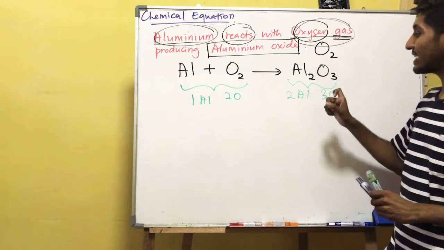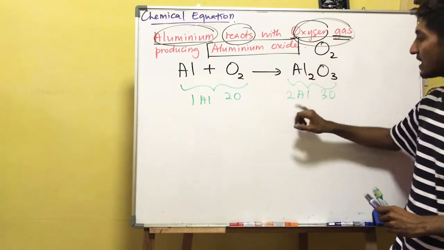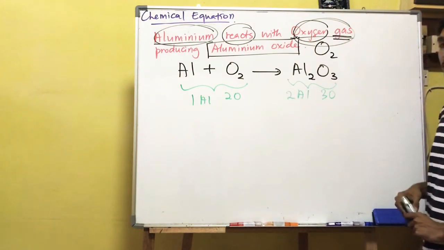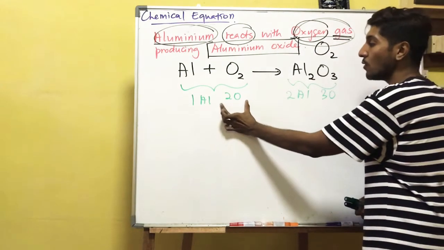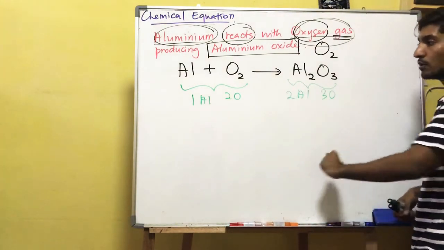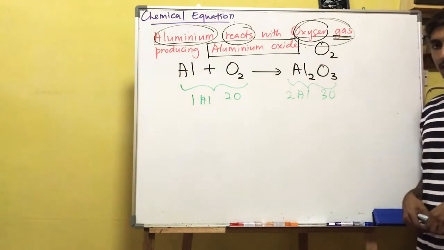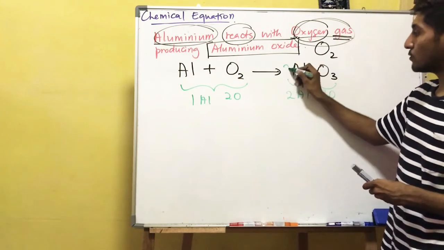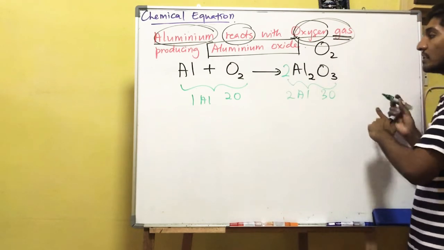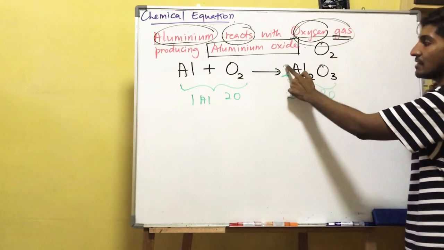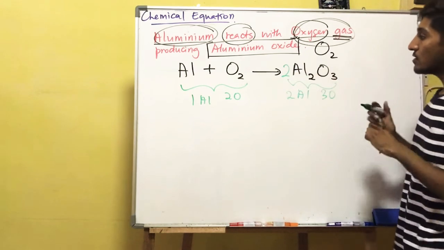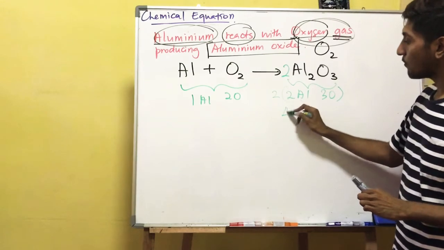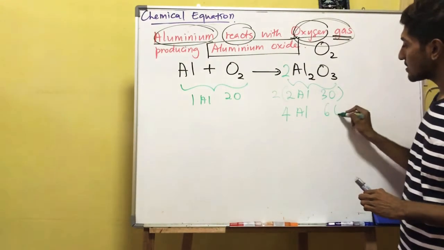So first kita kena fikir macam mana nak jadikan Al ni sekata dan macam mana nak jadikan O2 ni sekata. How to make this O be equal and Al be equal as well? I would suggest, what if I put 2 here? Why do I put 2 here? Because you see, Al2, when we times 2, the total everything would times by 2. So you will get 4 Al and 6 O.